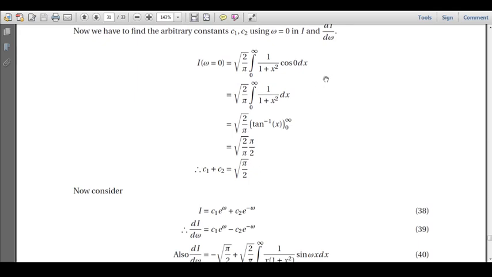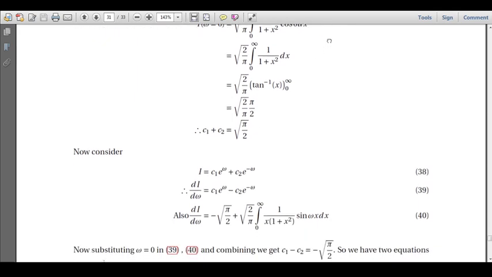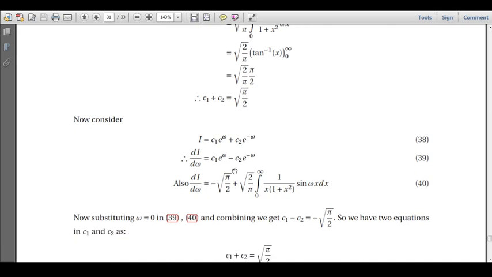I use the same thing in dI by d omega. For that I start with I is equal to C1 e raised to omega plus C2 e raised to minus omega. That is our solution. Now dI by d omega of this expression is C1 e raised to omega plus C2 into derivative of e raised to minus omega, which is e raised to minus omega into minus 1. That minus 1 becomes here positive to minus.